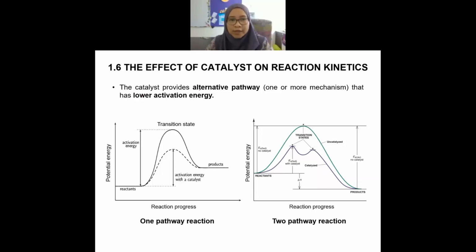The catalyst provides an alternative pathway, by lowering the activation energy. It provides an alternative route to produce the product, another way that is easier, by lowering the activation energy. If we were to represent it, we have a few pathway reactions. This is one pathway reaction. One pathway means we have reactant, and directly it will produce product.